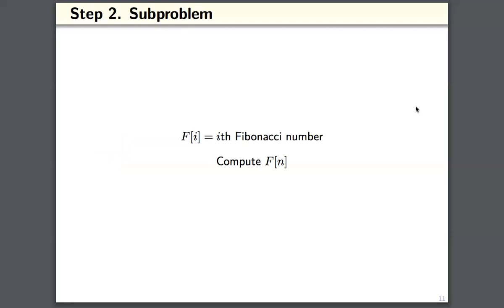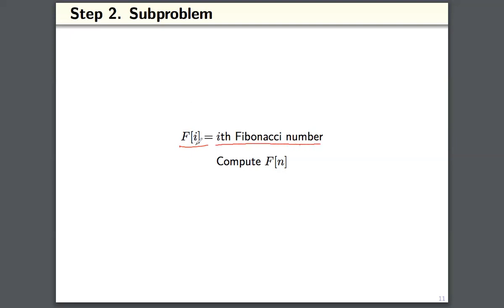Subproblem. What is a subproblem? Subproblem is one cell of the table, right? What is a DP table here? It's the Fibonacci table. So what is the ith cell here? It's the ith Fibonacci number, right? So a subproblem is nothing but this, f[i]. f[i] is the ith Fibonacci number.